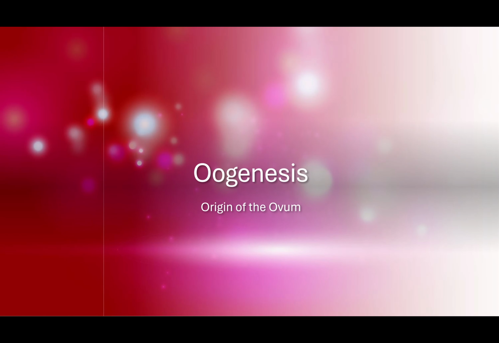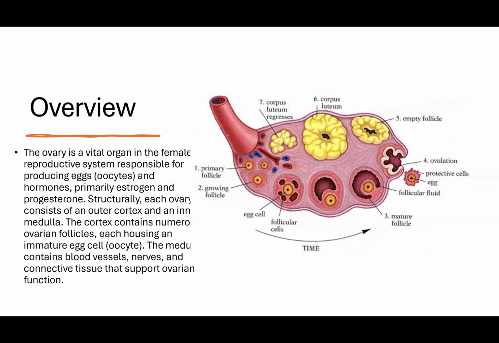Oogenesis now, the origin of the ovum. The ovary is a vital organ of the female reproductive system, responsible for producing eggs, oocytes, and the hormones, primarily estrogen and progesterone. Structurally, each ovary consists of the outer cortex and the inner medulla. The cortex contains numerous ovarian follicles, each housing an immature oocyte. The medulla contains blood vessels, nerves, and connective tissue that support ovarian function.